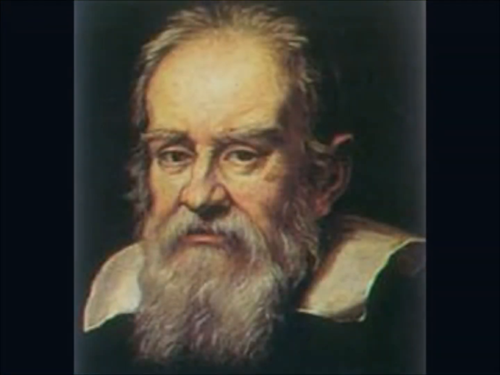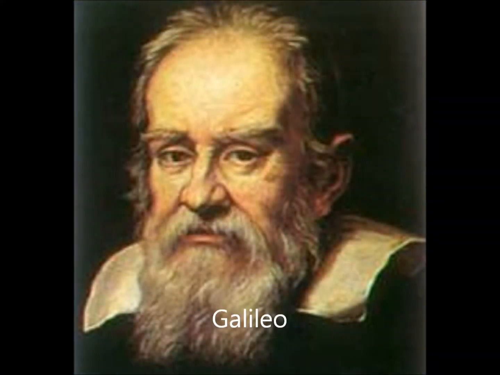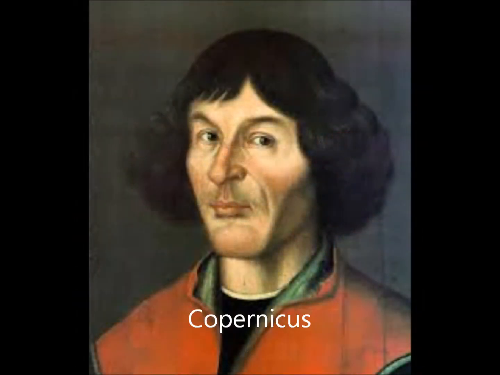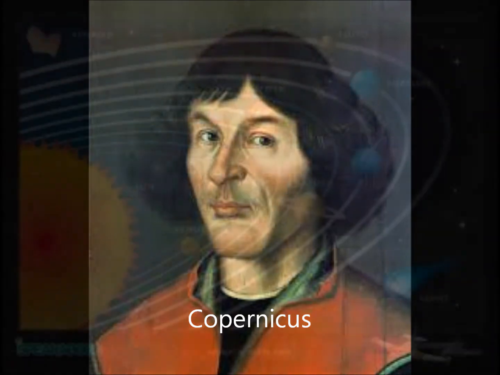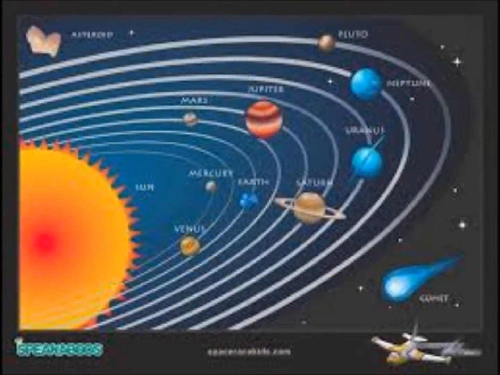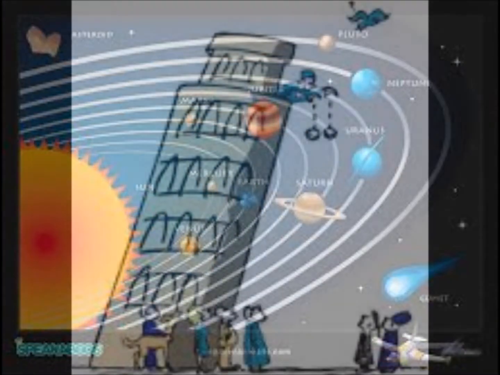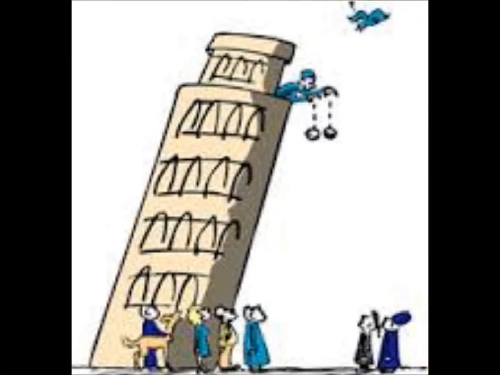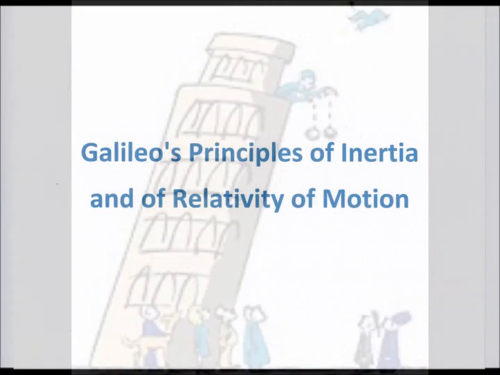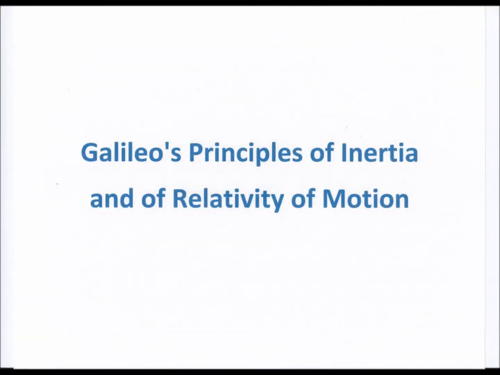The common belief during Galileo's time put the Earth stationary at the center of the universe, but Galileo defended the view of Copernicus, in which the Sun is central, with the Earth and other planets revolving around it. A typical argument against this idea was that if the Earth were moving, we would feel the motion, and a falling object would not fall straight downward. To counter this argument, Galileo developed his original principles of inertia and of relativity of motion.